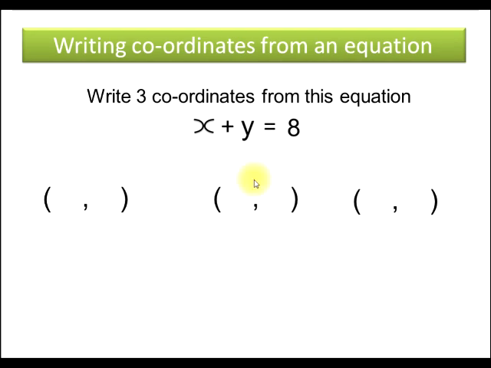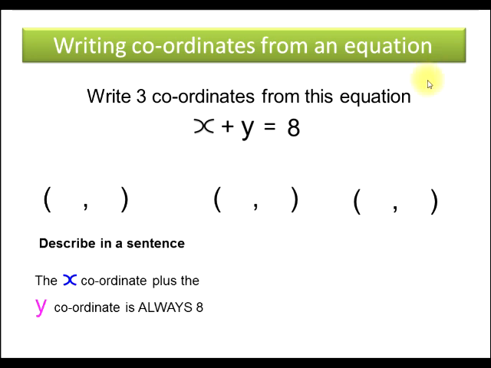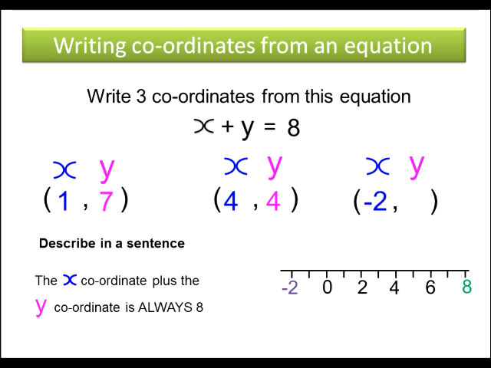Now this is a slightly different form, but if you think about it in English sentences, it will never scare you. So, the x coordinate plus the y coordinate is always 8. So if I choose 1, we're basically saying 1 plus what is 8? Has to be 7. So 1 add 7 is 8. 4 add 4 is 8. Minus 2, but then we're going to have to add on 10 to get to 8. And there we have it.